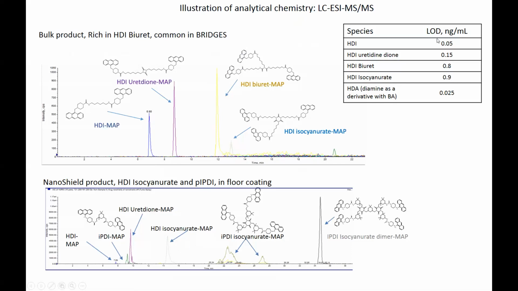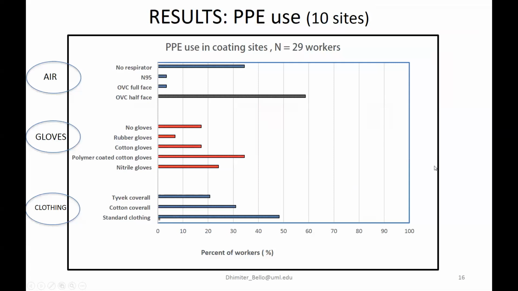The detection limit for all of this is in the low nanogram to 5 picogram or 50 picogram per ml. So 50 to 150, 800 picograms, 900 picograms. And these are big molecules, so 900 picograms is not a large number. So the point is we have plenty of sensitivity in these analyses. Now I'm moving slowly to the results.